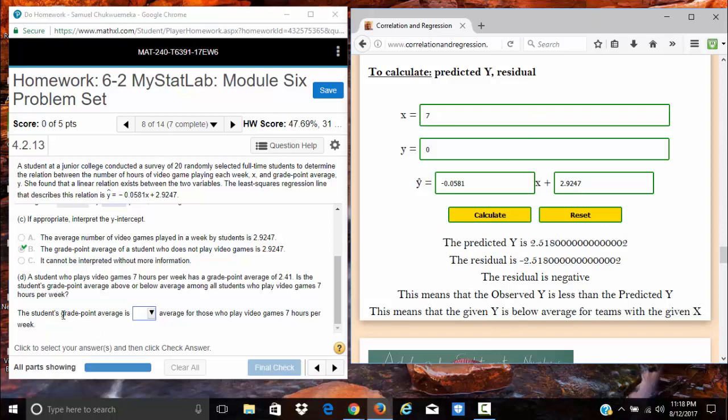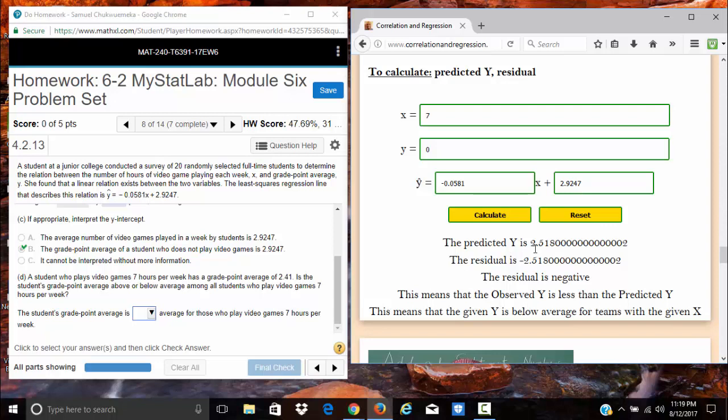As you can see, that is one of the nice things about residuals. When the student plays for 7 hours, you will see that the GPA will be 2.518. That's the predicted GPA. But this particular student played for 7 hours and has a GPA of 2.41. So as you can see, the residual is negative. Residual means observed y minus predicted y.